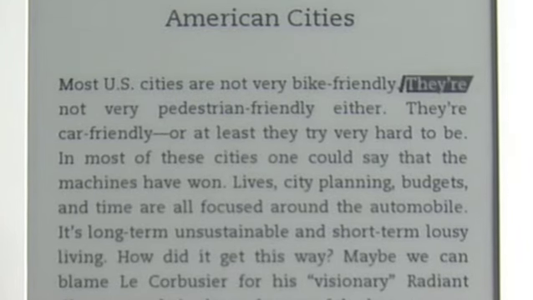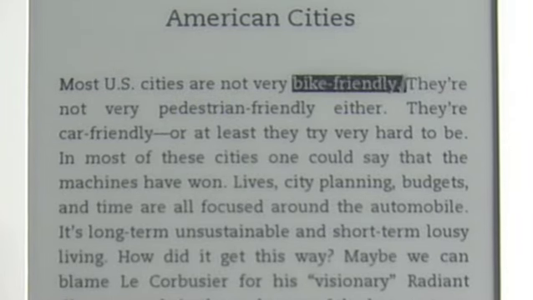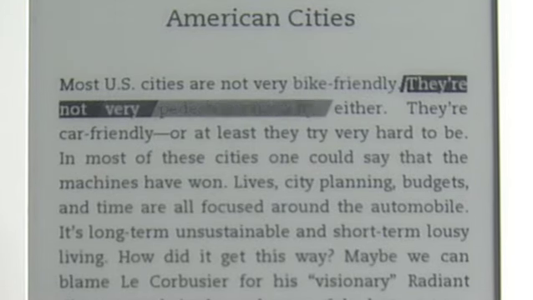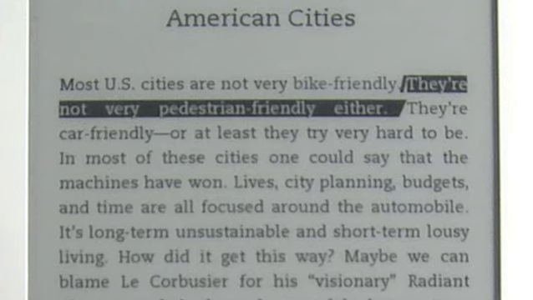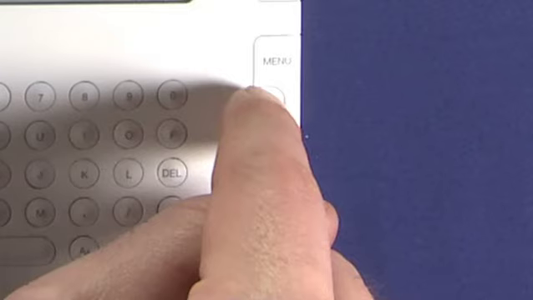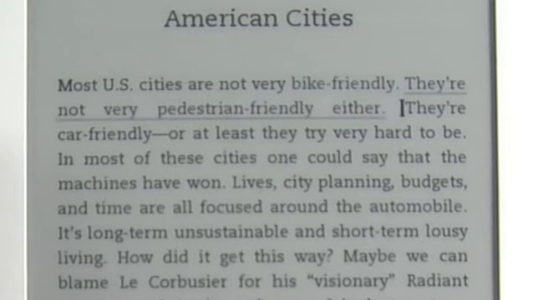We can press left or right on the thumbstick to select passages. You'll see that it moves one word at a time. So, "they're not very pedestrian friendly either," and it includes punctuation. Now all we have to do is click the thumbstick in again to finish highlighting. Now it's added our highlight.